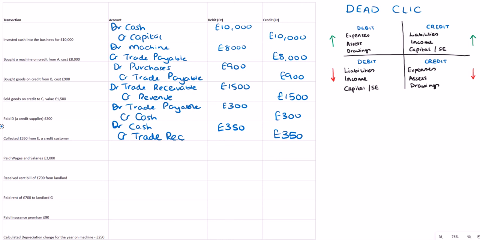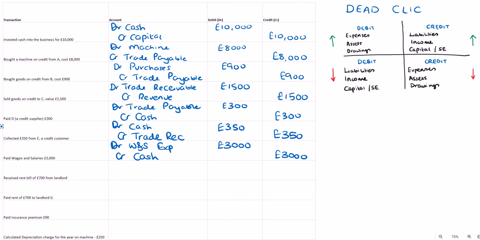Next one, paid wages and salaries, £3,000. So wages and salaries, that's an expense to the business. So that increases expense. So debit wages and salaries expense for £3,000. And paid, that means cash leaves the business, so credit cash, so that reduces the asset, £3,000.